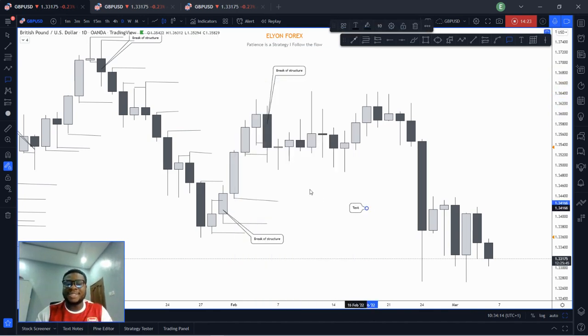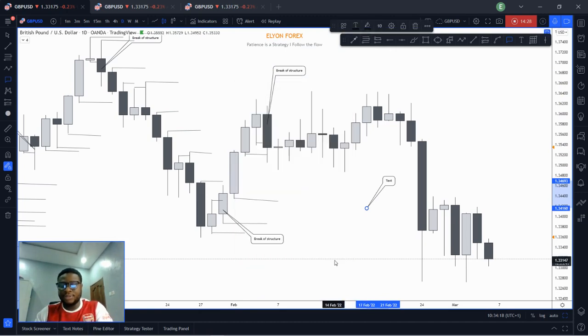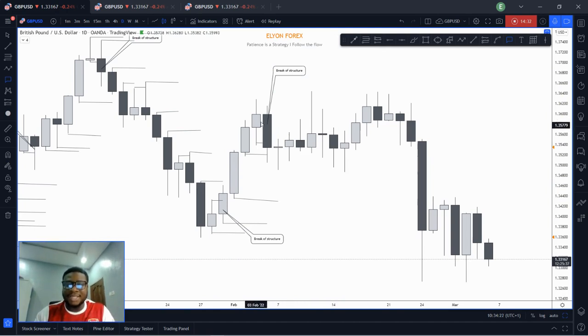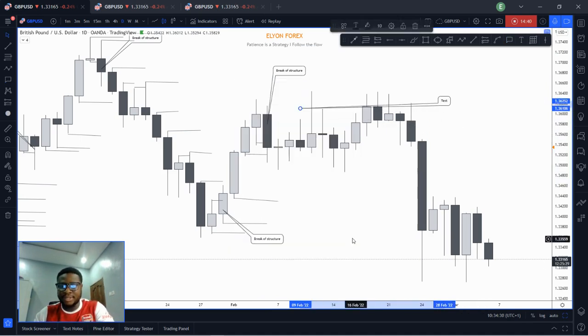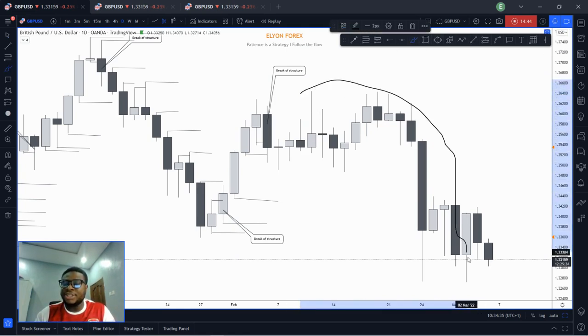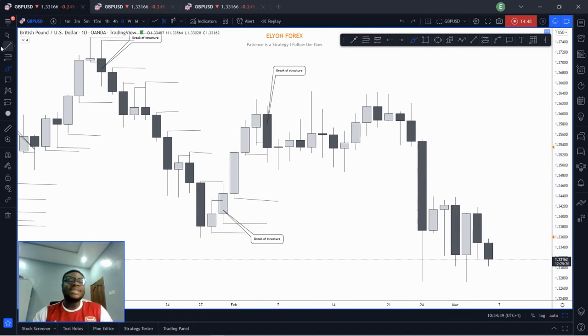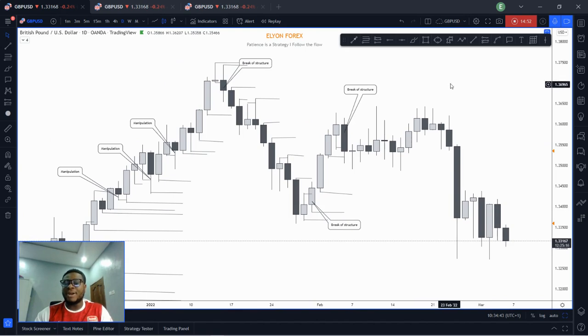This is a break of structure, and we can see what happened after that. Let me remove this and leave drawing mode. Sorry about that, I'm still in drawing mode, I guess. We can see that after that, the trend changed and started coming down. So this is how to identify order flow.